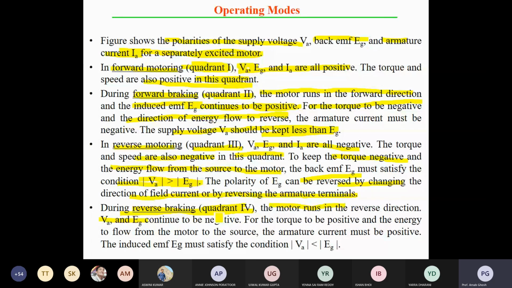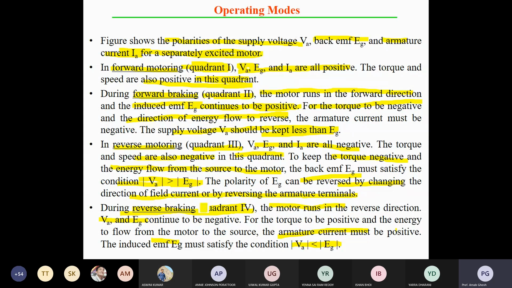So that portion is in reverse motoring and reverse braking. For reverse motoring, the armature voltage VA must be greater than your generated EMF. But here the reversing is happening for reverse braking, so the mod of armature voltage is less than your EG. So that condition must be satisfied.